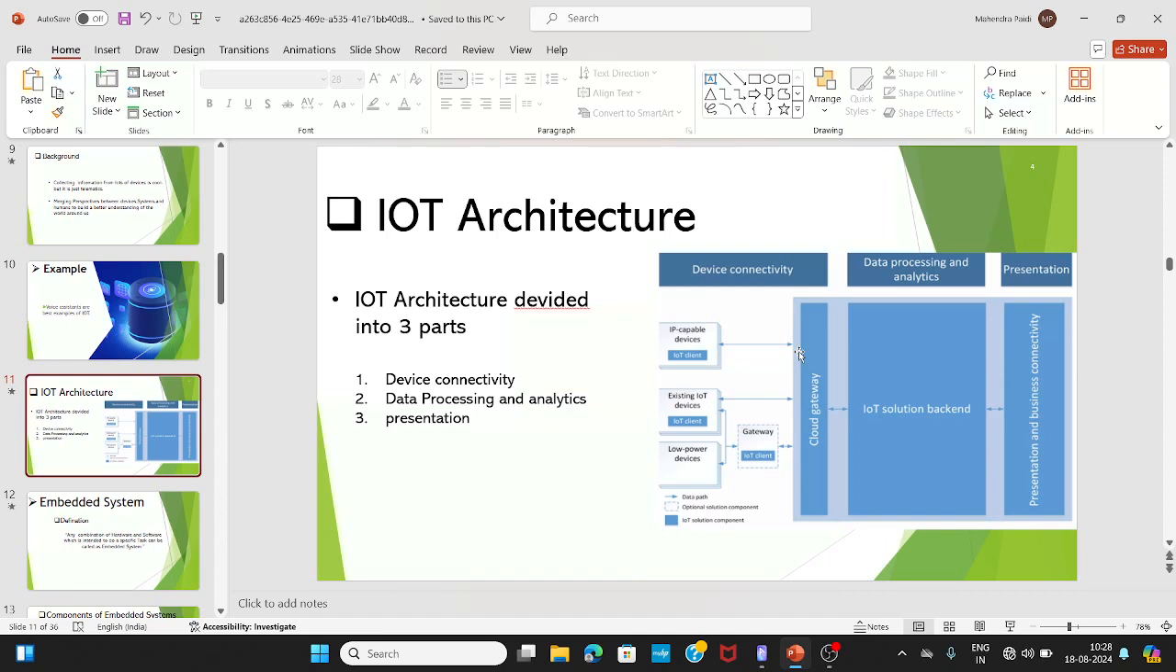Data analytics is the analysis of data generated from connected devices. It is often the critical technology for interpreting the meaning of data patterns. Last one is presentation: presentation and business connectivity.